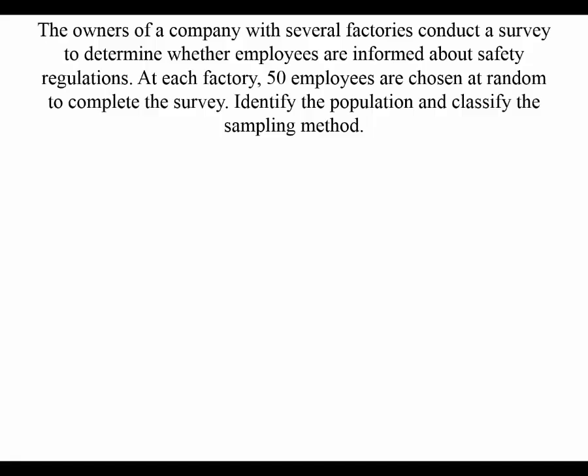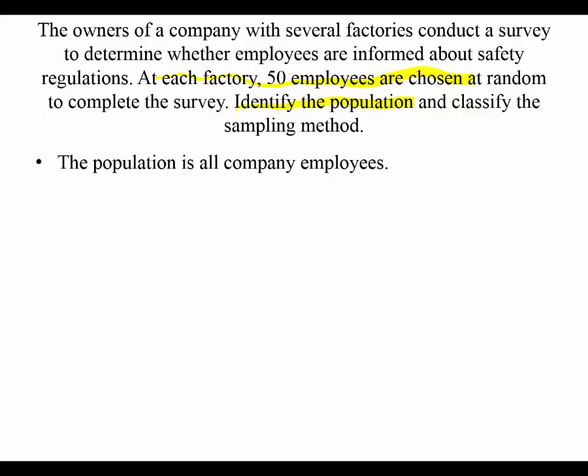Where's my highlighter? First things first. In identifying the population, in other words, where are they choosing from? Who are the people that they're surveying? And notice what you'll see is that the population is just the company's employees, right? You'll get that from "at each factory, 50 employees are chosen," just reading, right?